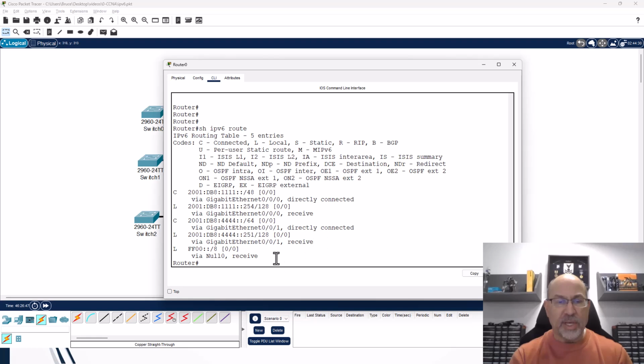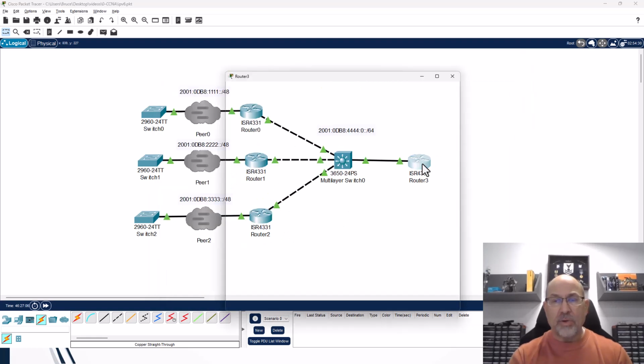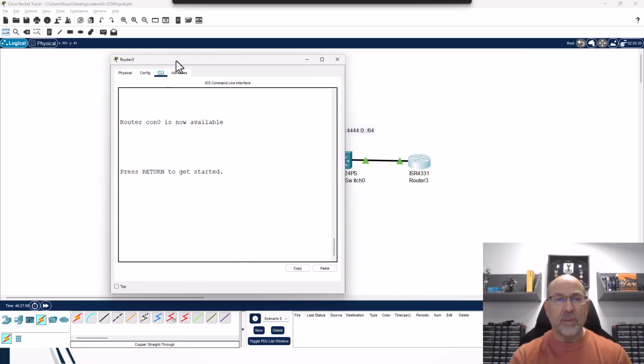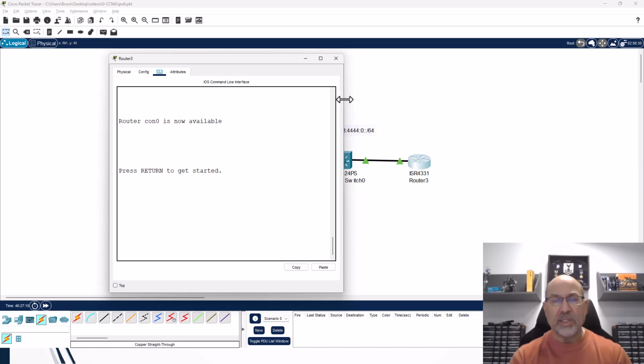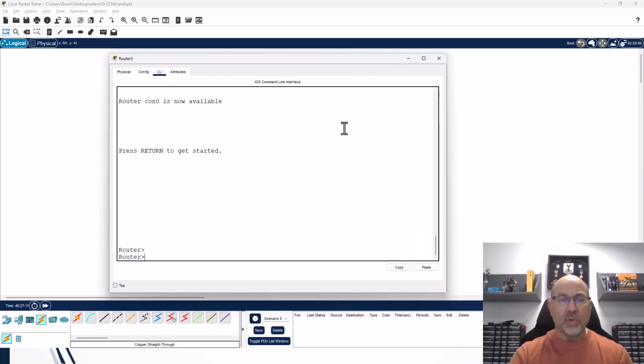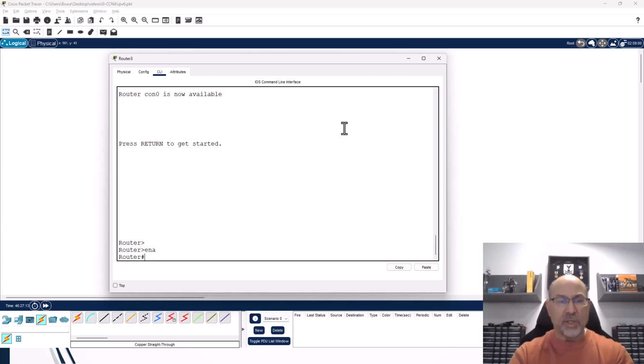Now in IPv6, we'll see an entry that looks like this. These are for the multicast addresses. In an IPv4 routing table, you would see a 224 in there. Here is the IPv6 version of the multicast. Now our router 3 is a little bit different because it needs static routes to all of the destination networks.